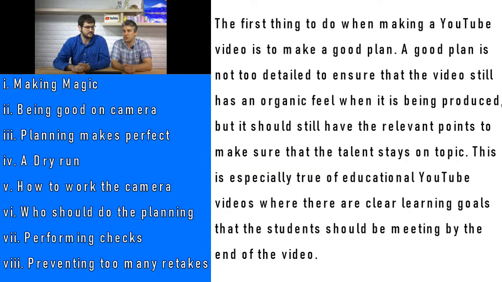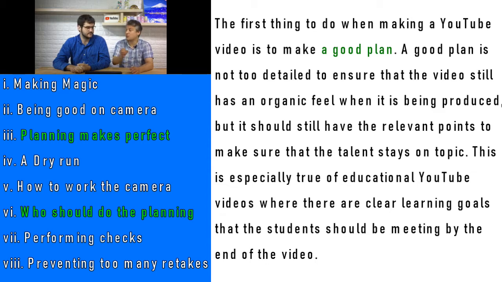Okay. So guys, let's see which 2 or 3 do we think are connected here? Okay, so if I was going to choose which headings match to that paragraph, it has to be 3, and it definitely had to be 6. So we're talking about planning makes perfect, or who should do the planning. I don't think anything else really connects directly to it. Okay, so what is the wrong answer?